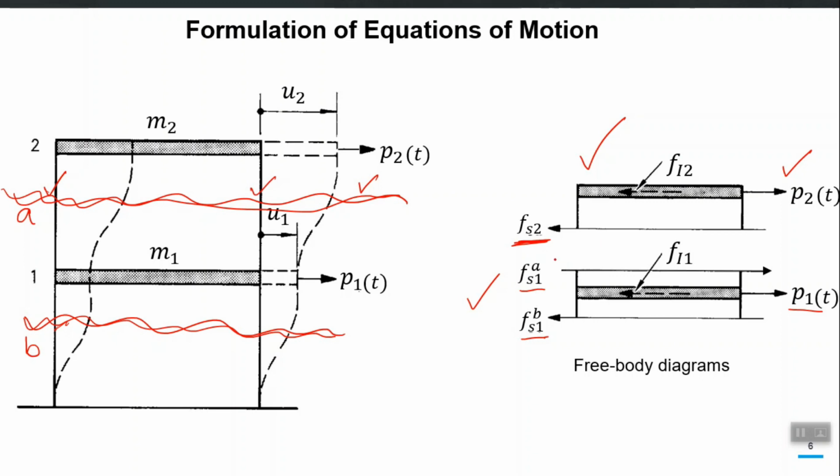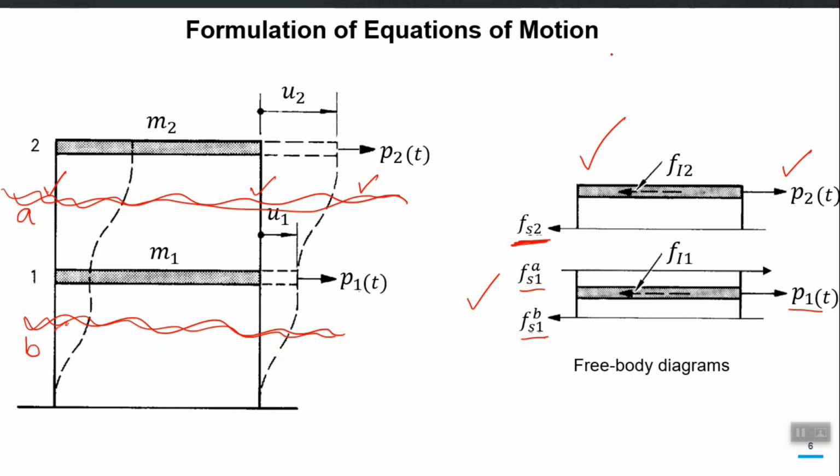So, the only point to consider is that Fs2 and Fs1A will be opposite in direction, because they are the two forces which arise from that section cut A, right. So, let us now apply the equilibrium of forces in the only available direction, the lateral direction, for both of these sections, and those equations will actually become our equation of motion.